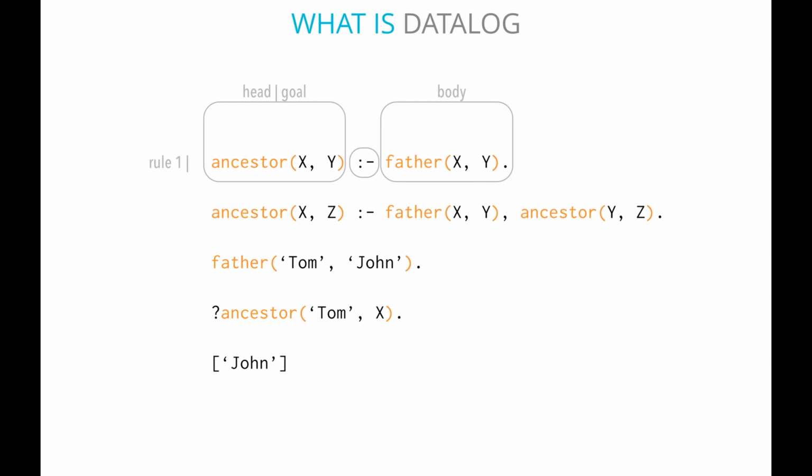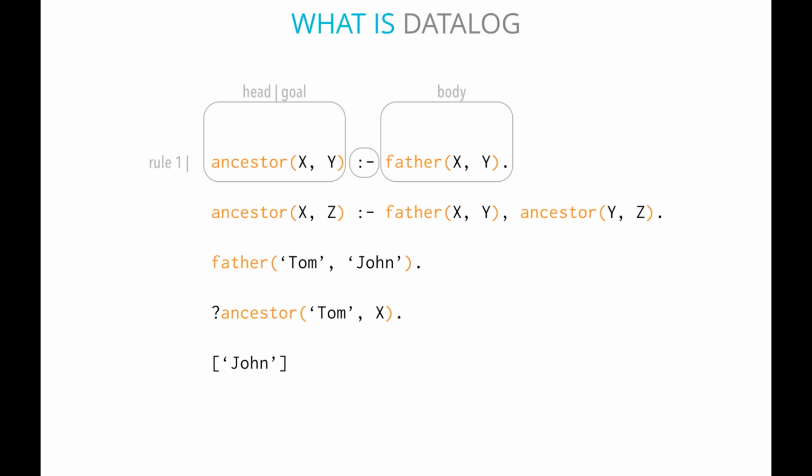Now, this is how Datalog typically looks, and I'm going to go rapidly into each one of the elements. What we have here is what we call a rule. A rule has a head or a goal, an implication symbol, and then a body. This rule says if there exists a tuple or relation in the data somewhere, father(x,y), that means that y is the father of x, then it means that y is the ancestor of x, right?